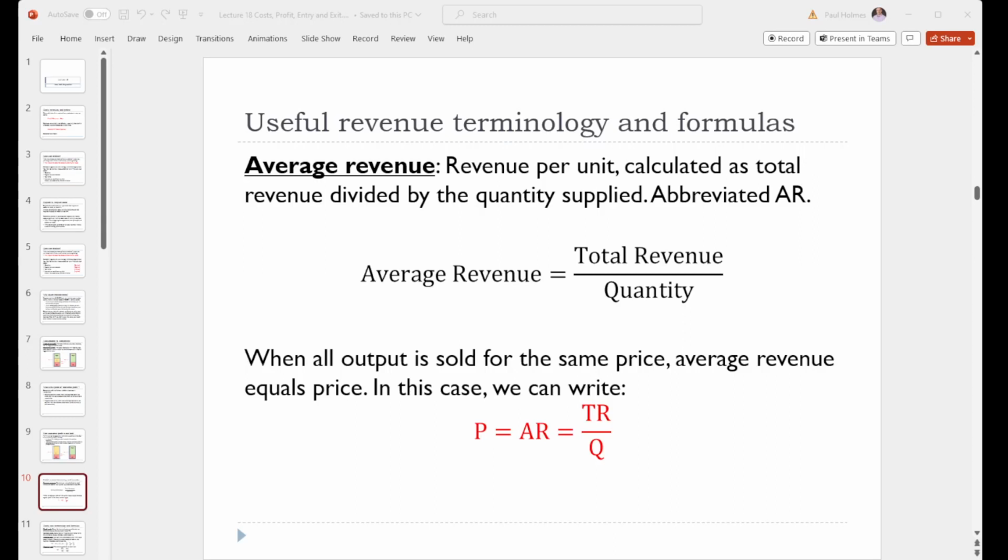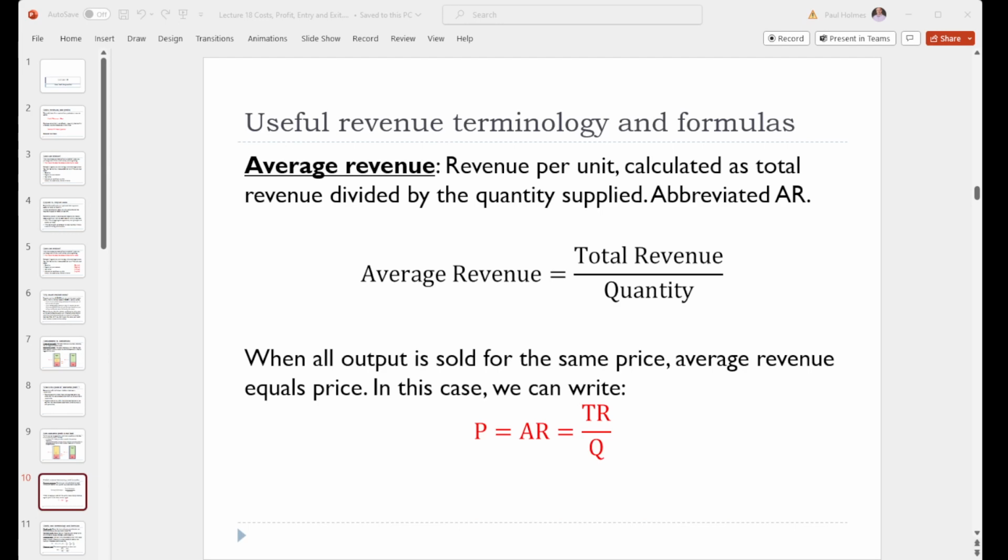Next, we're going to look at some different ways that we can think about revenues and costs, particularly about how these things change as our quantity changes, as we change the amount that we're going to produce of whatever good we're looking at. So first we'll define a couple of things for revenue.